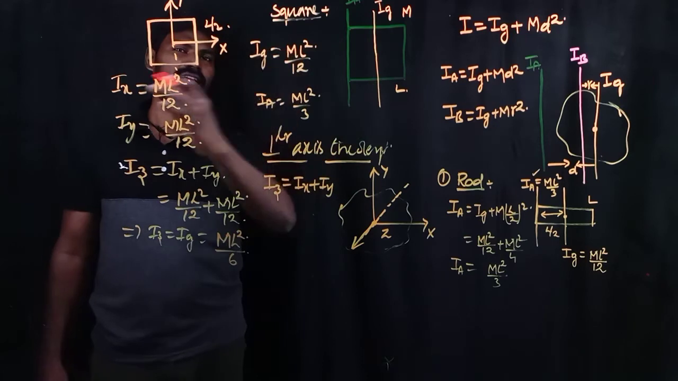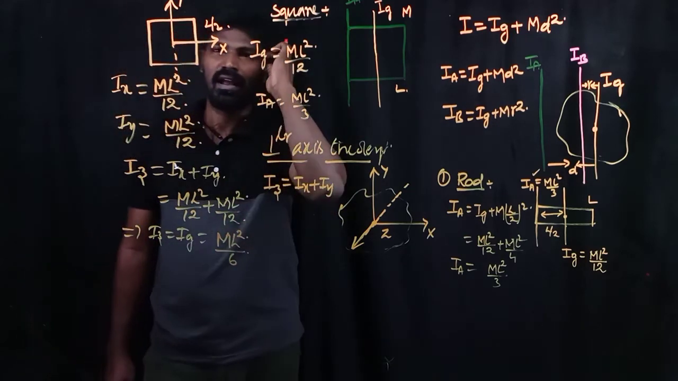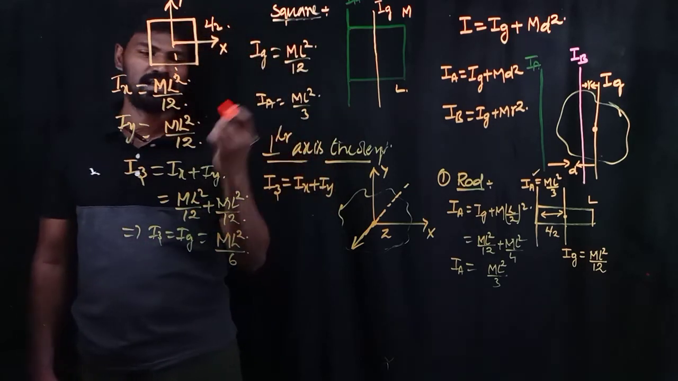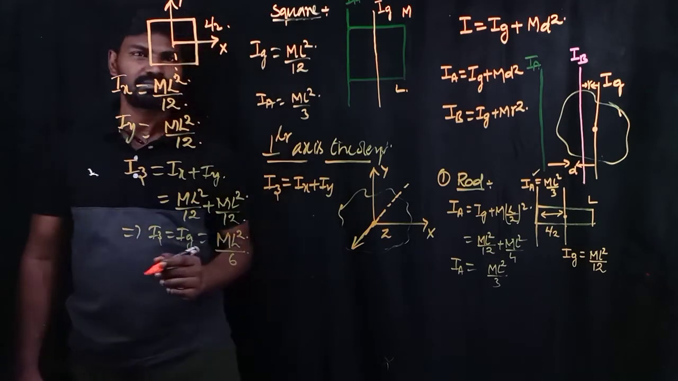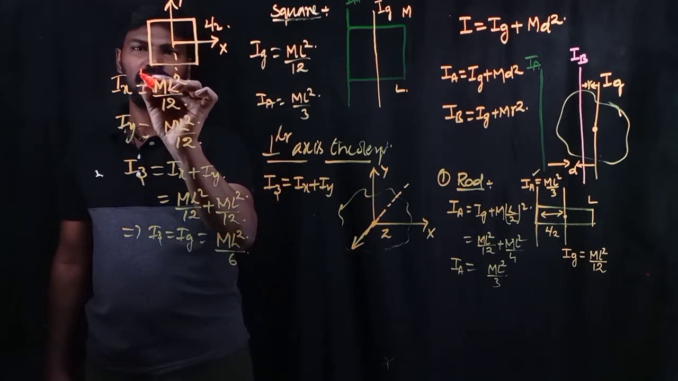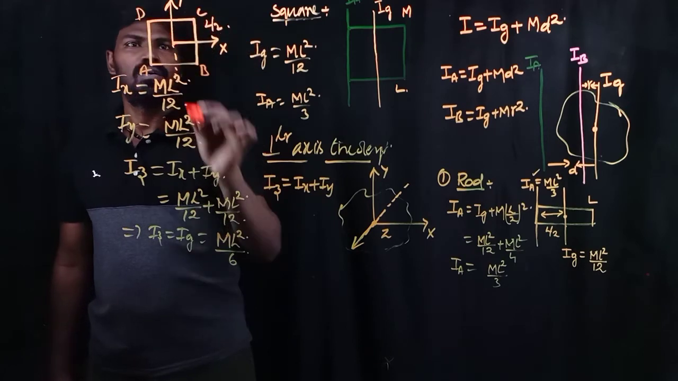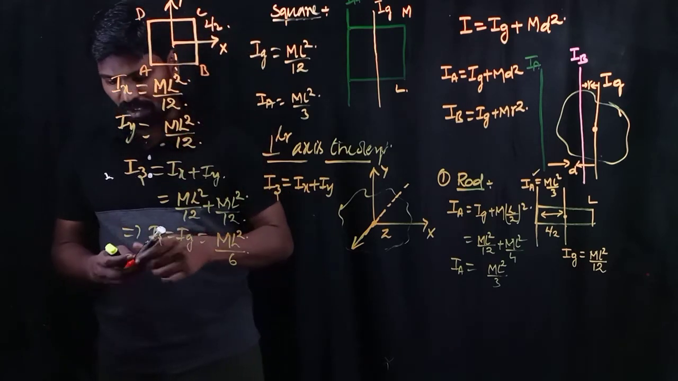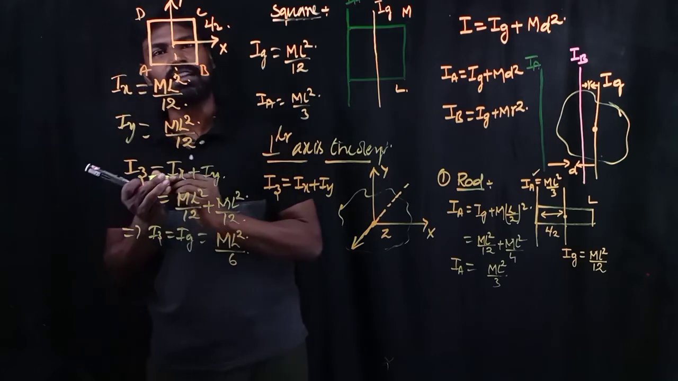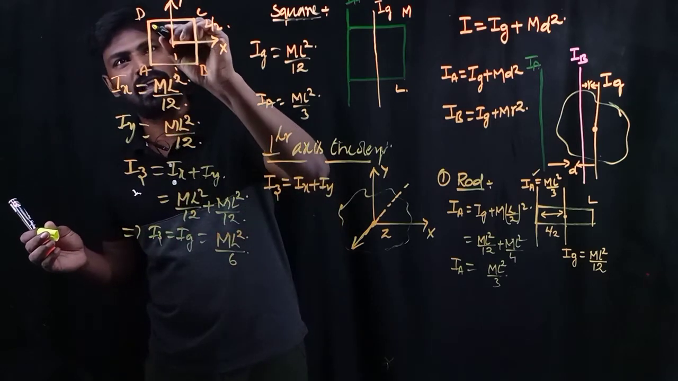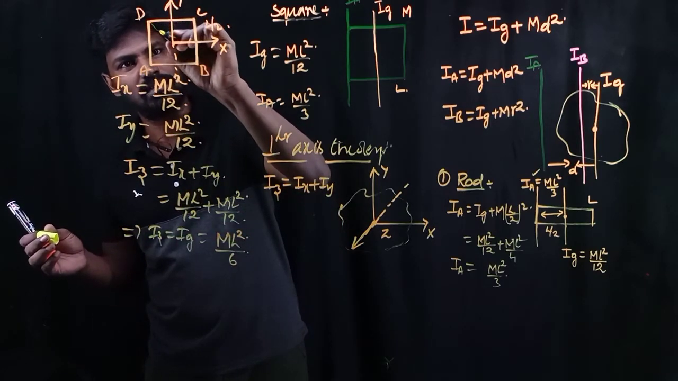This is how we apply parallel axis theory and perpendicular axis theory, and we can find out the moment of inertia with respect to any axis. As an observation, if you take this point as A, and these points as B, C and D, what is the moment of inertia of this configuration with respect to an axis passing through the diagonal? That is like this.